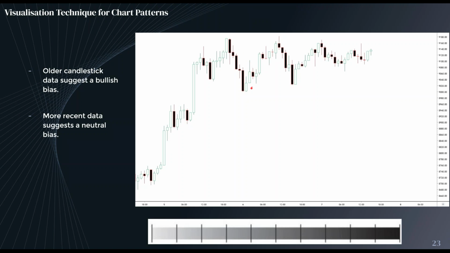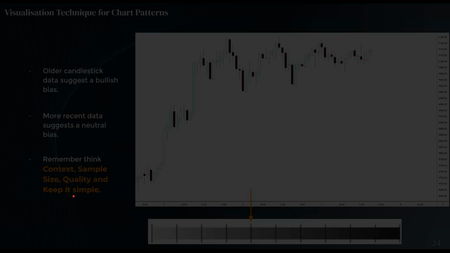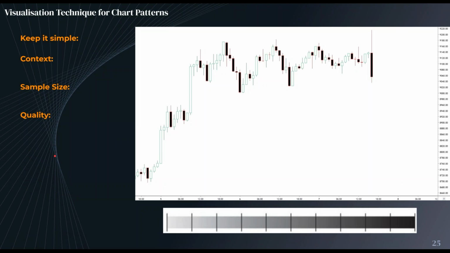With that battle analogy, we can see bullish bias here and more recent data suggests a neutral bias. Where do we go on our bias meter? Over here. For the rest of this example, I want you guys to think context, sample size, quality, and keep it simple. You'll see exactly what I mean by that now.